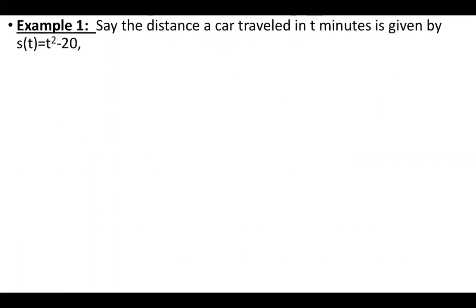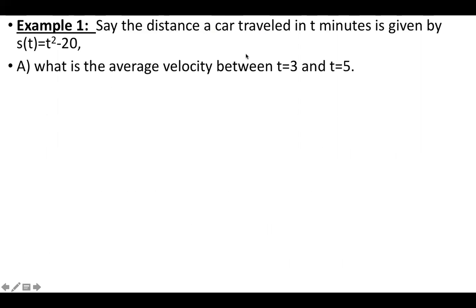Okay, so let's actually do a type of problem that's going to show up in your task. Say that the distance a car traveled in t minutes is given by this function. Cool. What are the questions? A, what is the average velocity between t equals 3 and t equals 5? So remember, average means you have to create the 2 points and find the slope. You all already talked in the chat about how we found the 2 points. Basically, you plug these into the function to get your points.